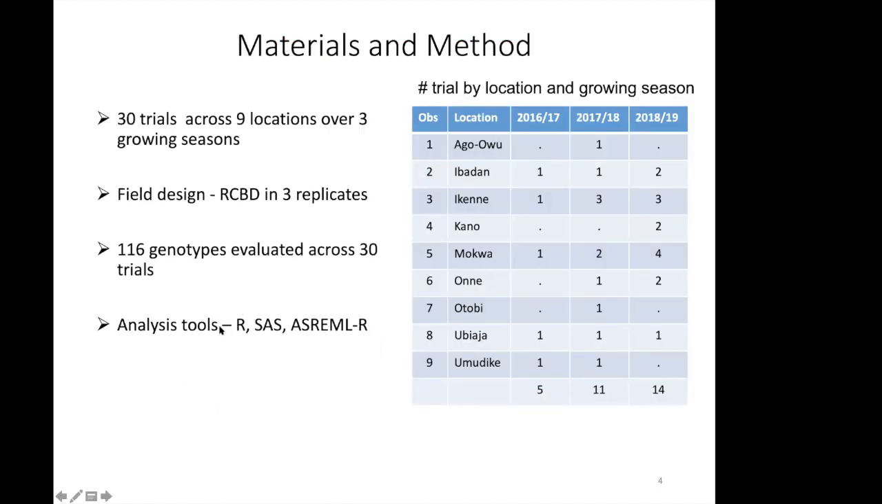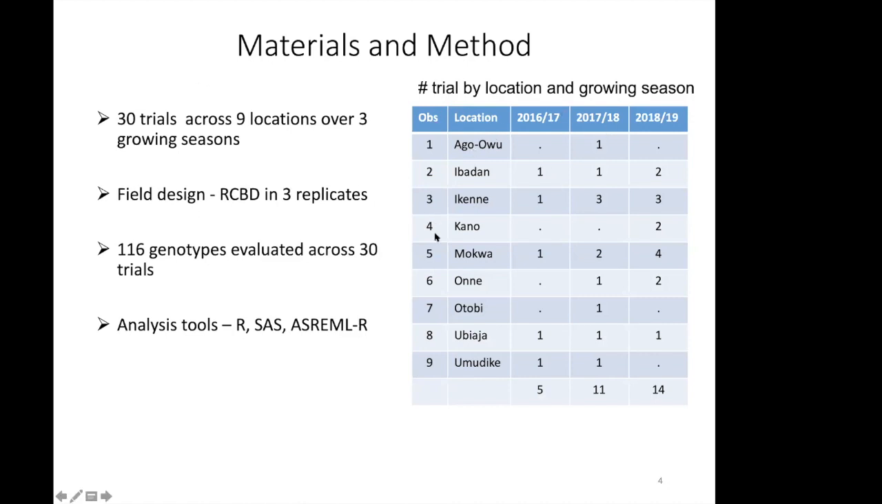To achieve these objectives, we put together a total of 30 trials across 9 locations in 3 growing seasons. Those trials were established as a randomized complete block design with replicates. In total, we have 116 genotypes evaluated across 30 trials. In this study, we intend to make use of R, SAS, and ASReml for the analysis.